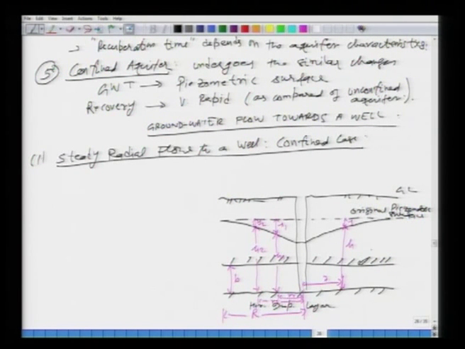This is obviously your impermeable strata, the upper one. Okay. This is your piezometric surface during the pumping. During the pumping means what? This is actually your steady state thing, because we are looking at what? Only the steady radial flow. Okay. So, keep that in mind, it is not unsteady.